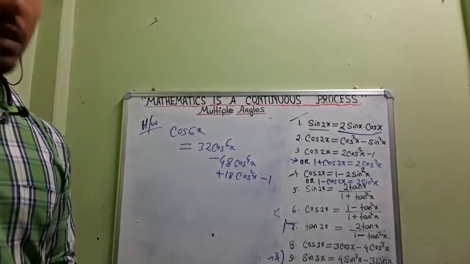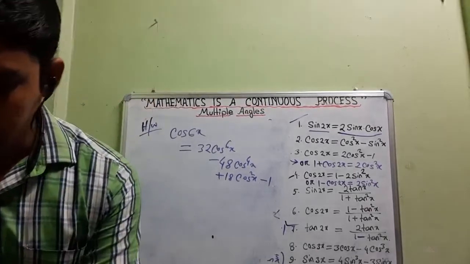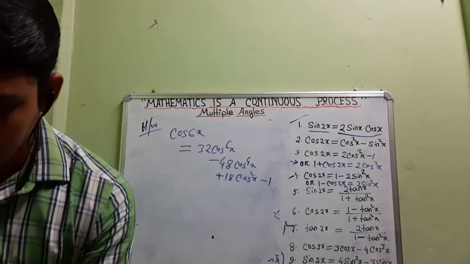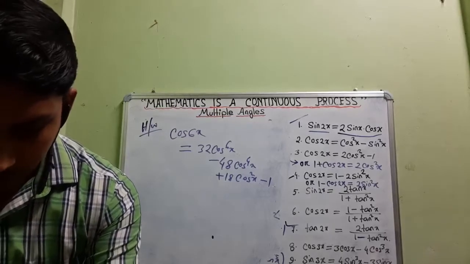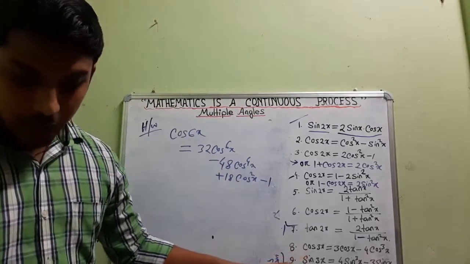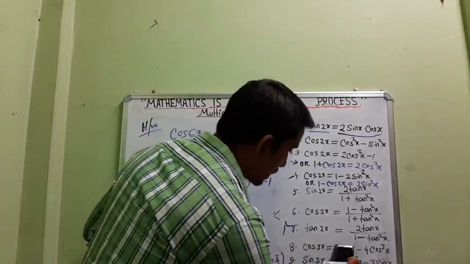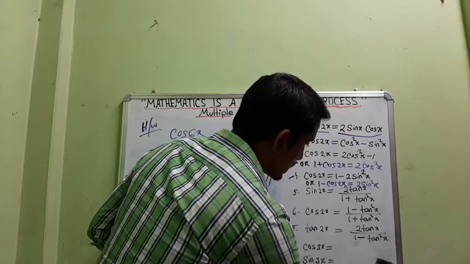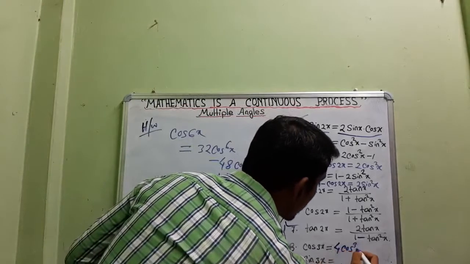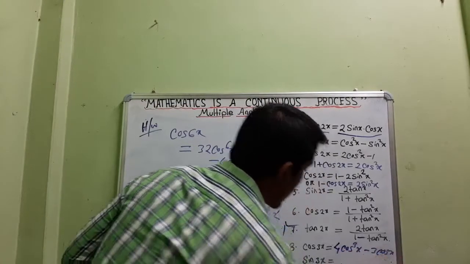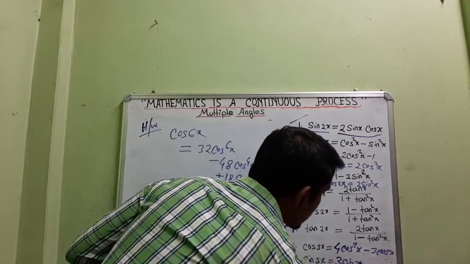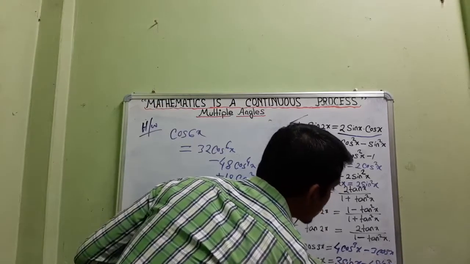Let me verify the formulas once more, whether they are correct or not, otherwise you will get confusion. I have written these formulas a little bit wrong. The cos 3x formula is 4 cos cube x minus 3 cos x, and the sin 3x formula is 3 sin x minus 4 sin cube x. These are a little bit confusing.